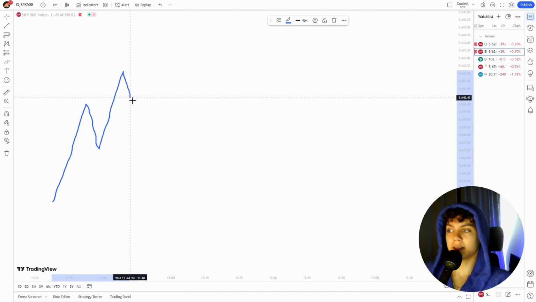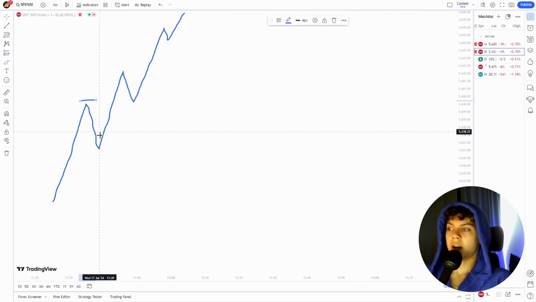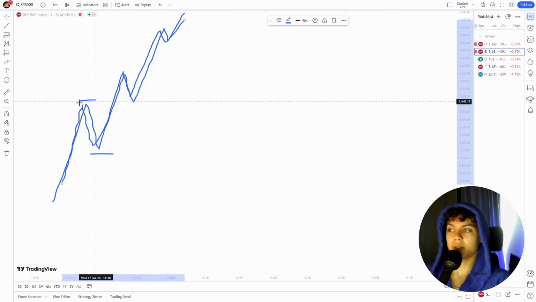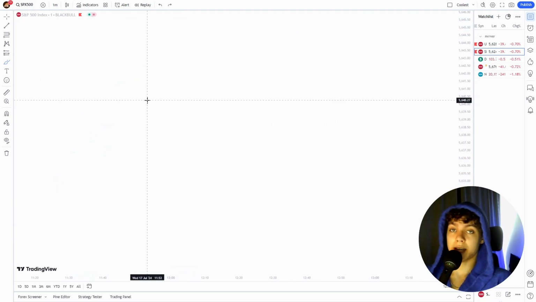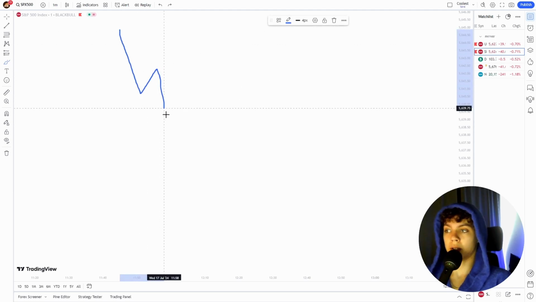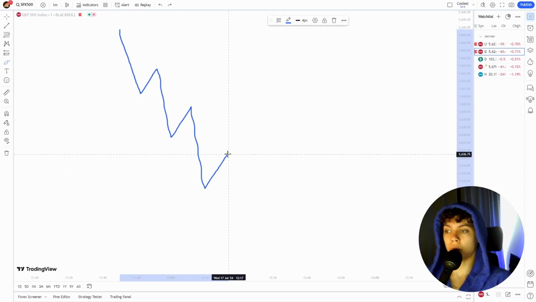Uptrend is like this. So it moves like this. There's higher highs and then there's also higher lows. That means the price always moves like this in a trend. Because it needs to fix itself, right? And in a downtrend, the price always moves like this in a trend. Lower low, lower high. Lower low, lower high, lower low.